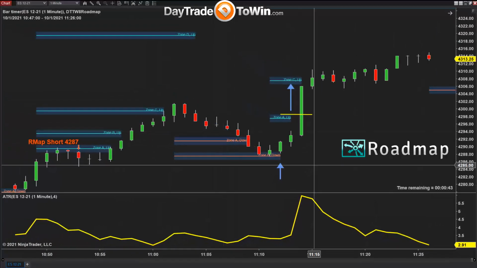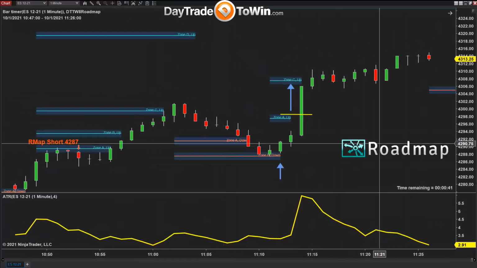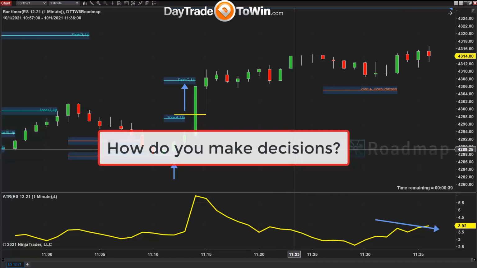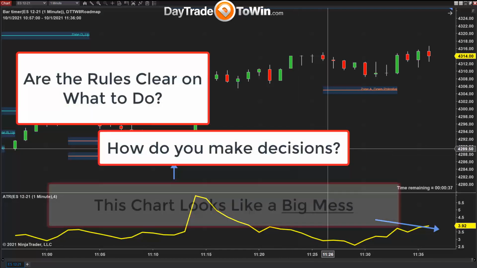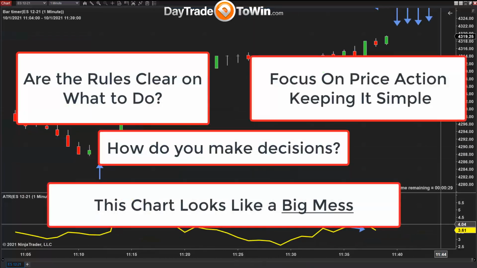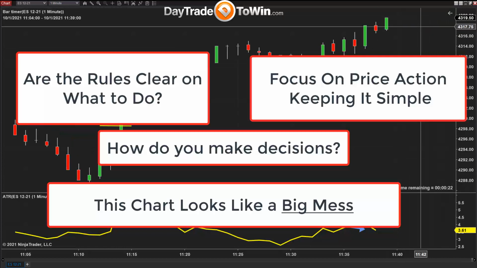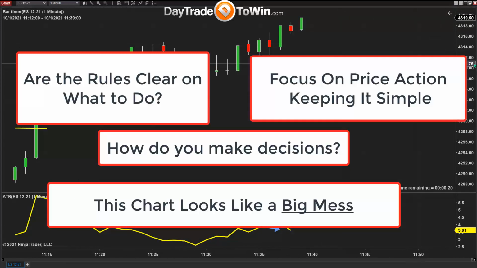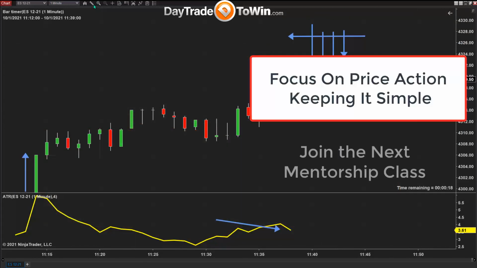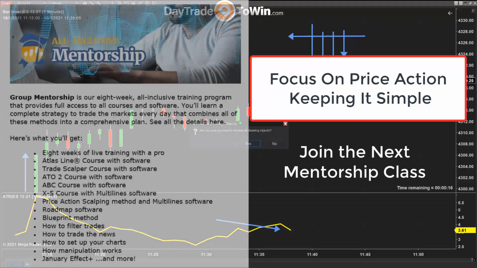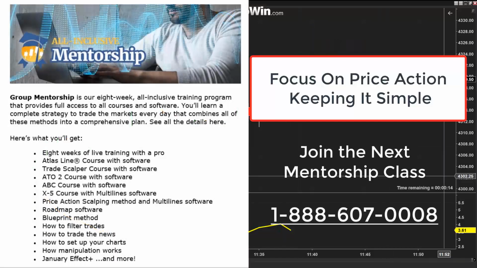So there's a few ways that you can use this software, but the idea behind it is that we're not looking at 30 different things. It's very clear. So again, let's keep it simple. Let's not look at 1,000 different conventional indicators to be buyers or to be sellers. Instead, let's focus on price action. Price action is very important, and that's what we focus on at DayTradeToWin.com.